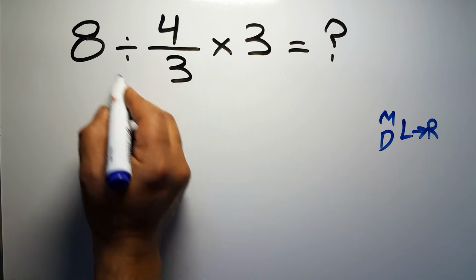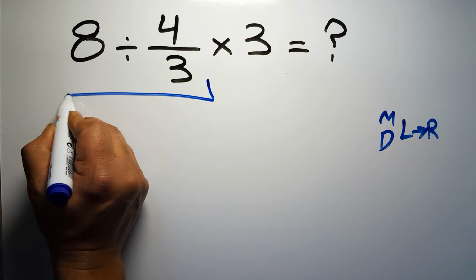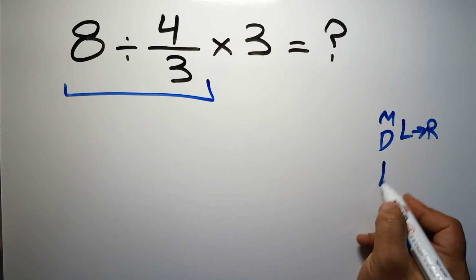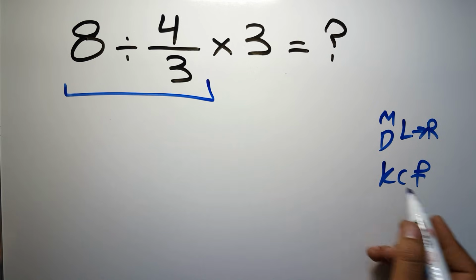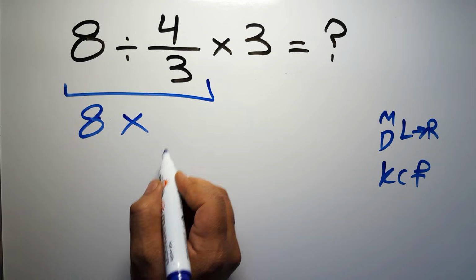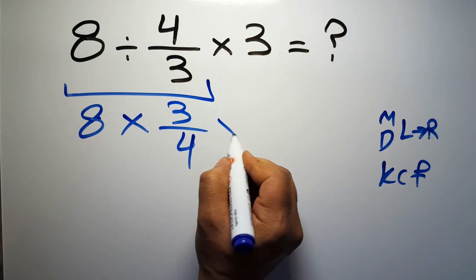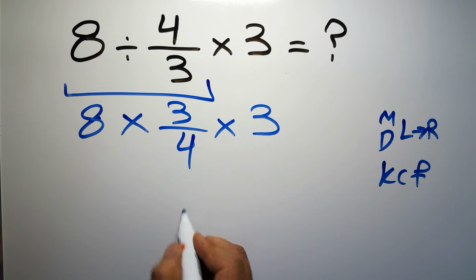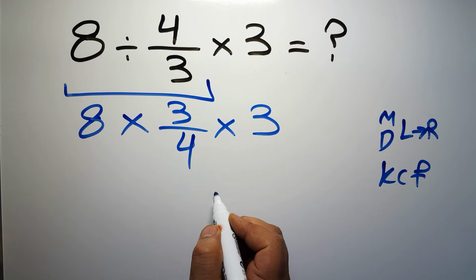So first we have to do this division. 8 divided by 4 over 3. According to the KCF rule, K stands for keep, C stands for change, and F stands for flip. We can write keep the first fraction, change division to multiplication, and flip the second fraction. Then times 3. Now we have 8 times 3 over 4, then times 3.